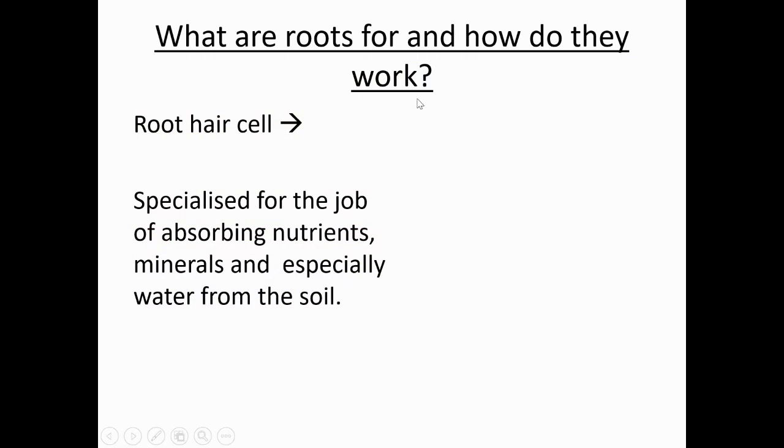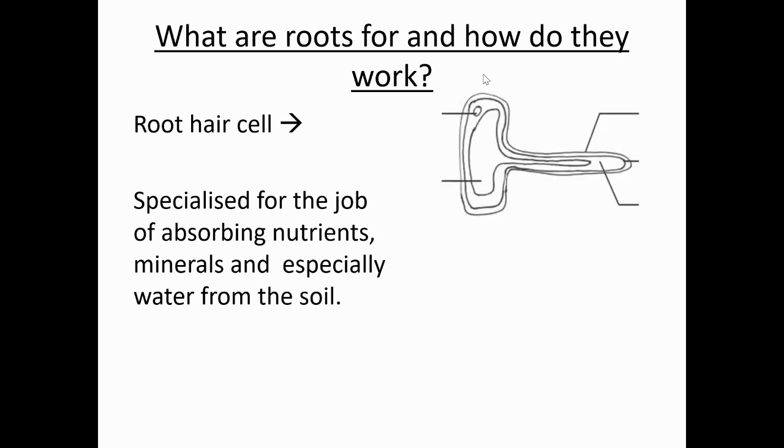What are roots for and how do they work? Okay, moving away from just growth, onto the point of the specialized cell, that is the root hair cell, and it looks like this. It's kind of a funny looking cell. It's got a bit of a nose, this protrusion sticking out. This is to increase surface area for absorption, because that is the point. Specialized for the job of absorbing nutrients, minerals, and especially water from the soil.